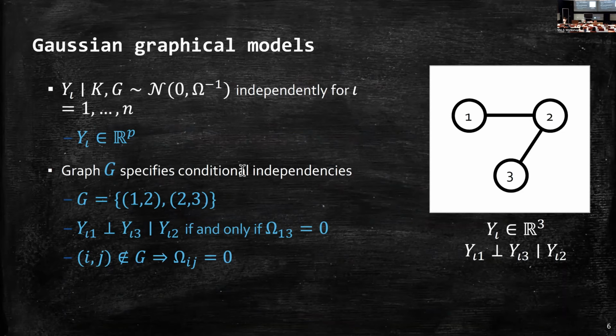So basically what the graph does, it helps us to specify the conditional dependence structure among the variables. You can see here we have a graph with three nodes and only two edges, the ones that connect 1 and 2, and 2 and 3. If you don't see an edge within the graph, it means that the two variables, in this case 1 and 3, are conditionally independent given all the remaining variables in the graph, which in this case is only variable 2.